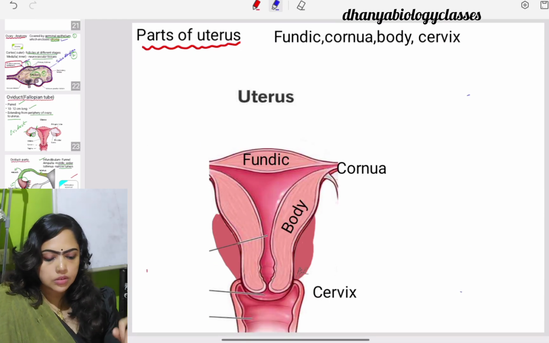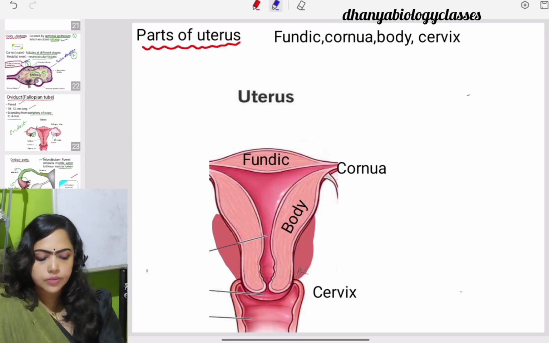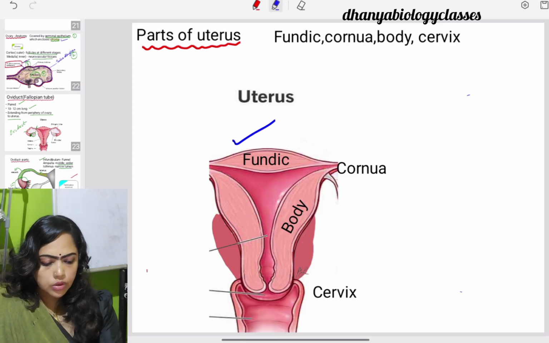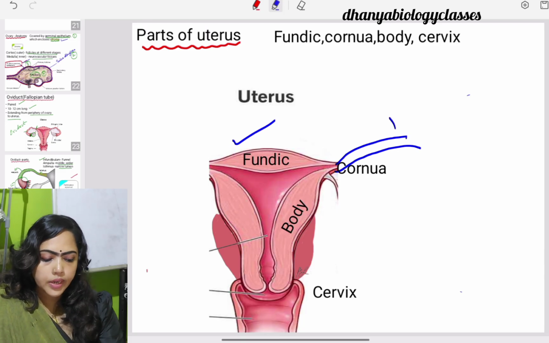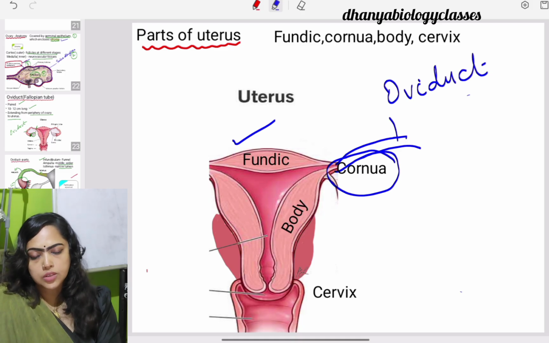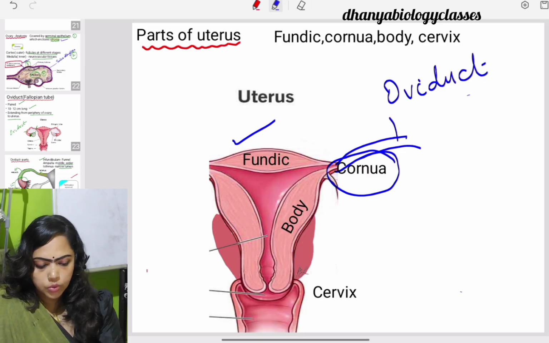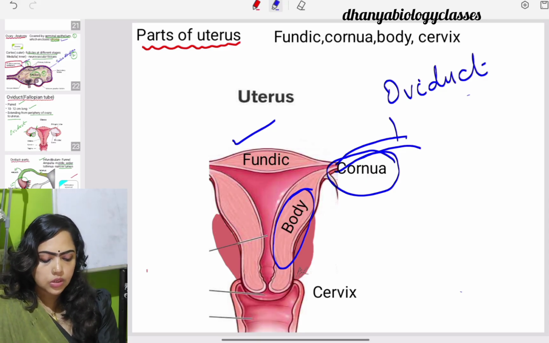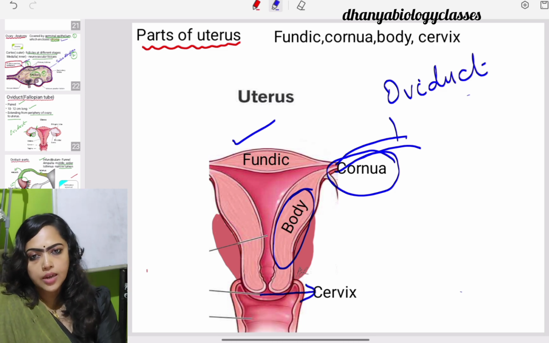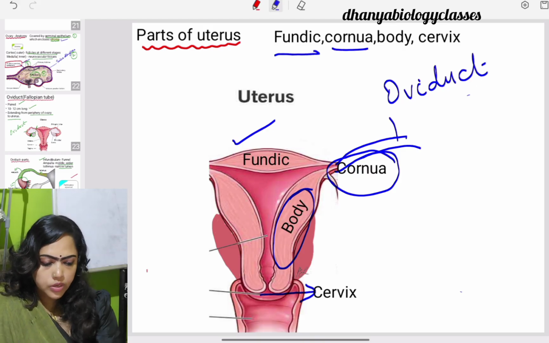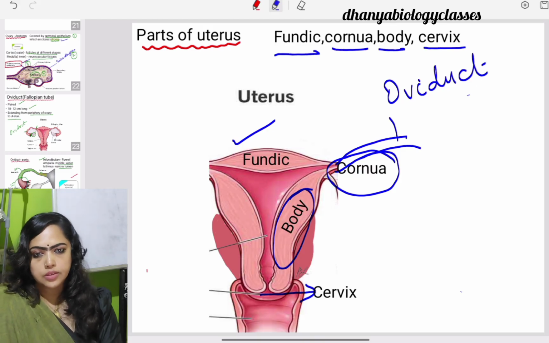And then the parts of the uterus. This raised part is called the fundus. And then the part of the uterus to which the fallopian tube joins. So this is the site where what joins? The oviduct or fallopian tube joins, right? So this part is called as what? Cornua. Okay, so the first part is the fundus, that is the raised part. And then the cornua, this is the part to which what joins? Oviduct joins. And then this is the body of the uterus. And the last part is what? This is the cervix. Okay. So the cervix is actually the last part of the uterus. So these are the different parts. The fundic part is there, then cornua, then the body of the uterus, and then the last part is called cervix.